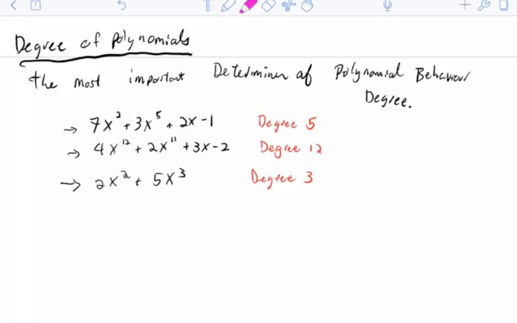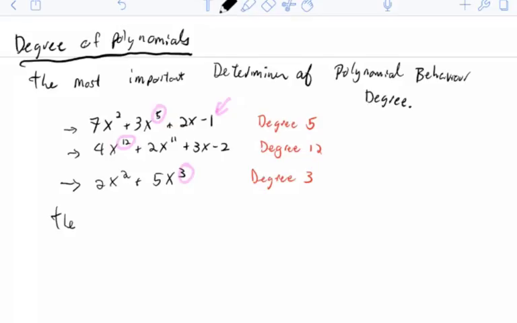I mean, 5, for instance, isn't a coefficient in this expression. 5's one of the exponents. And 12's one of the exponents in this one. And 3 is one of the exponents in this one. What's the significance of 5, 12, and 3 in each of these? It's not the term that's most to the left. 5, 12, and 3 is the largest exponent.